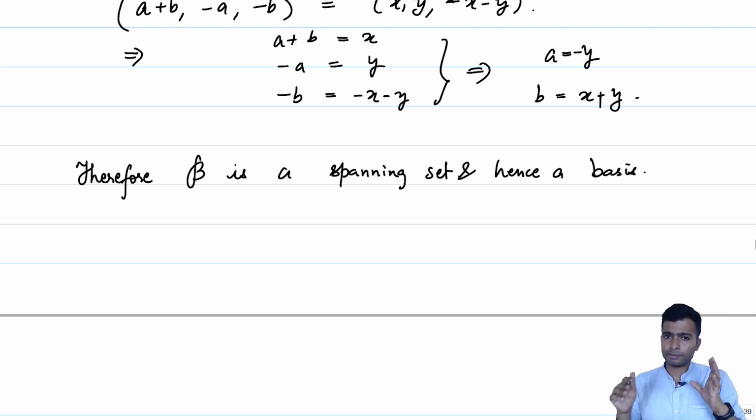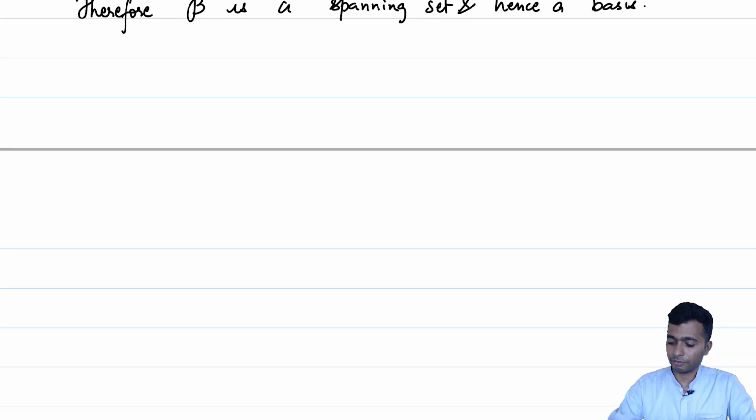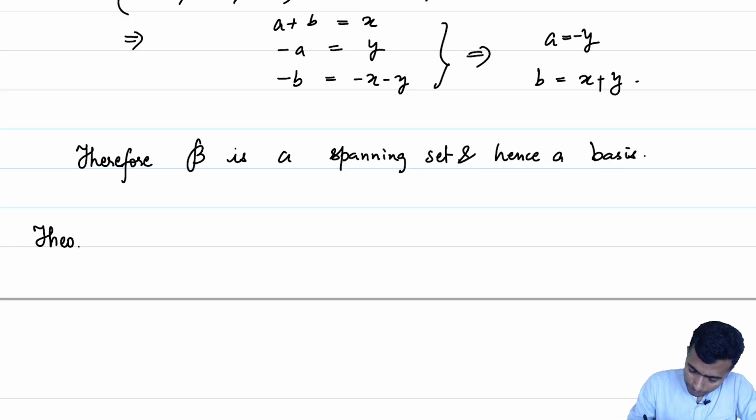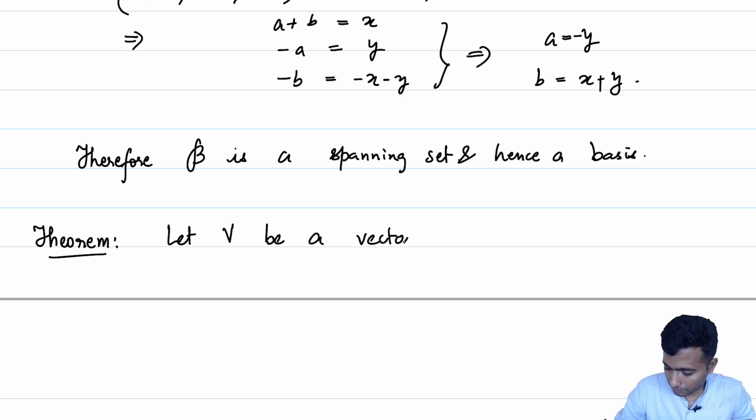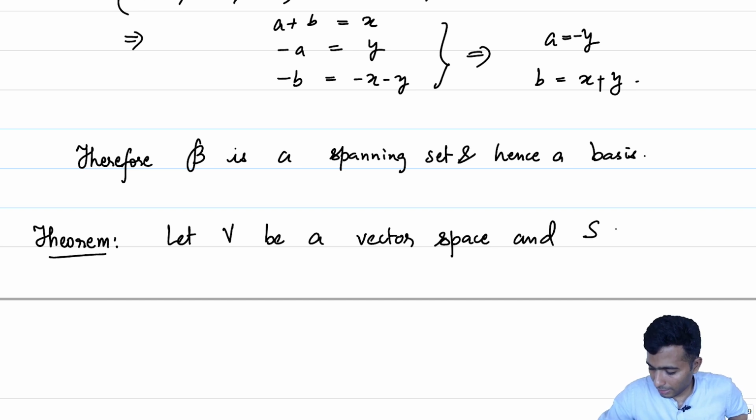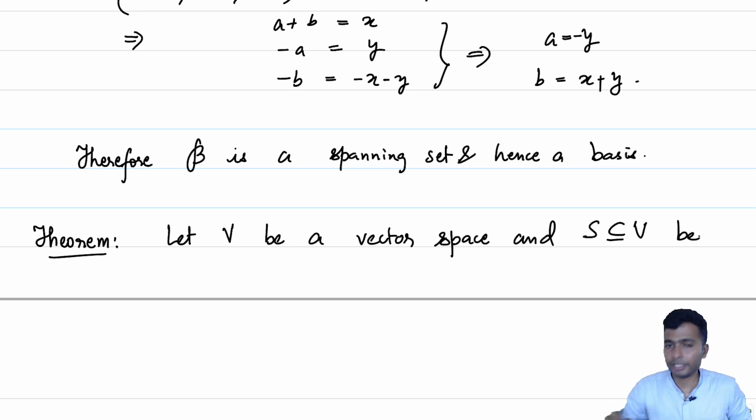This was, however, done in a very particular subspace of R3. Let us take motivation from this example and try to give a general theorem which works for an arbitrary vector space. So, theorem. Let V be a vector space and S contained in V be a linearly independent set.